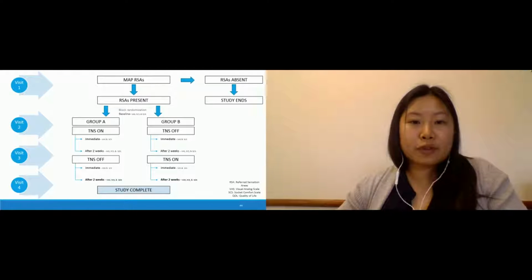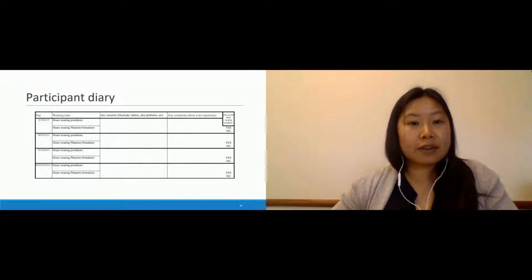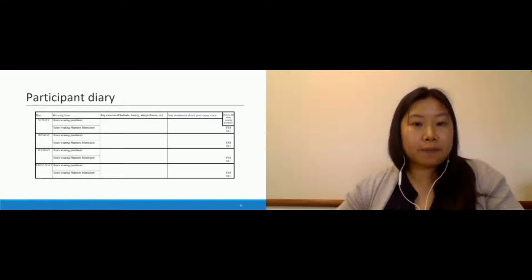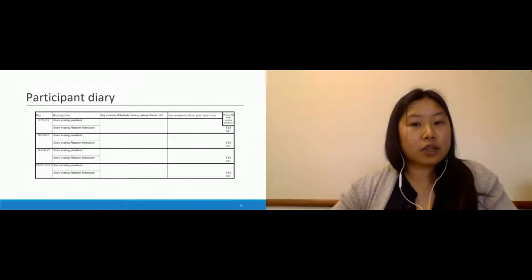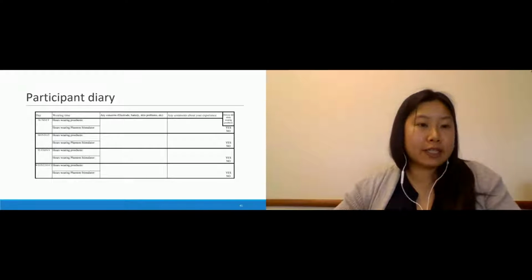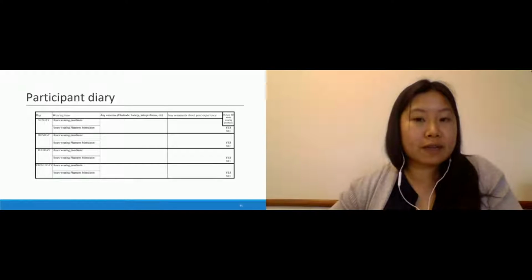Individuals will also be provided with a patient diary where they can log the amount of hours they were in the prosthesis and phantom stimulator, as well as any concerns with using the technology or the general experience that they have with using the phantom stimulator.